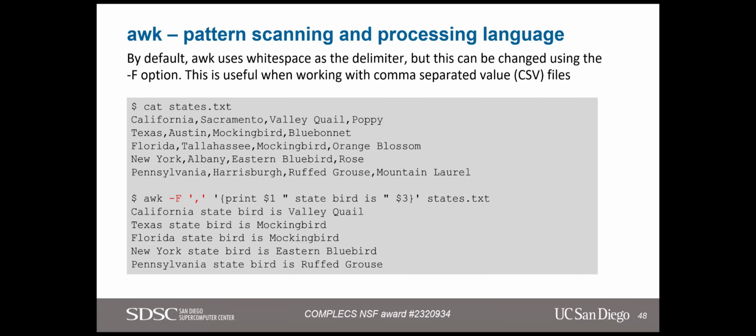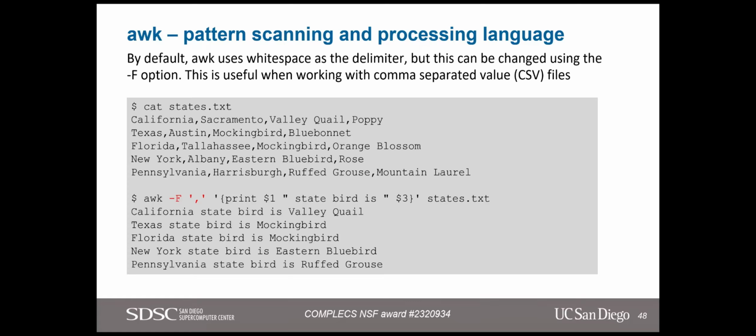Awk uses white space as the delimiter, but as you can imagine, sometimes this is not how we get data. A very common way for us to get our data nowadays is comma separated values. So if we want to change what the delimiter is, we can use the -F option and designate what our delimiter is going to be after that.